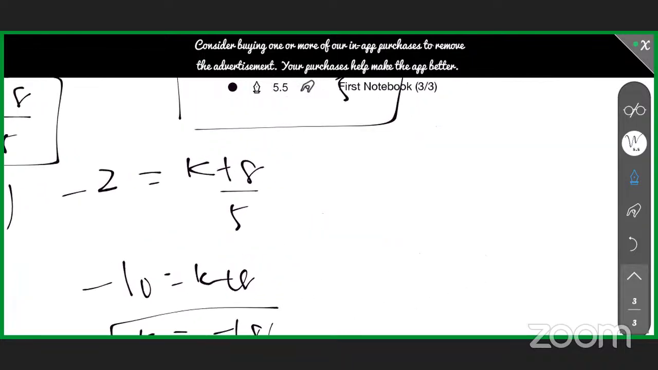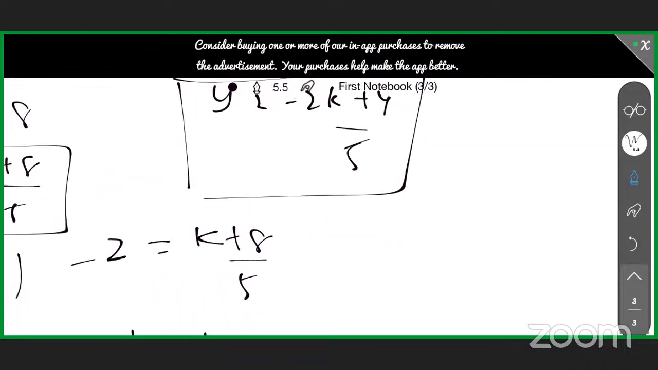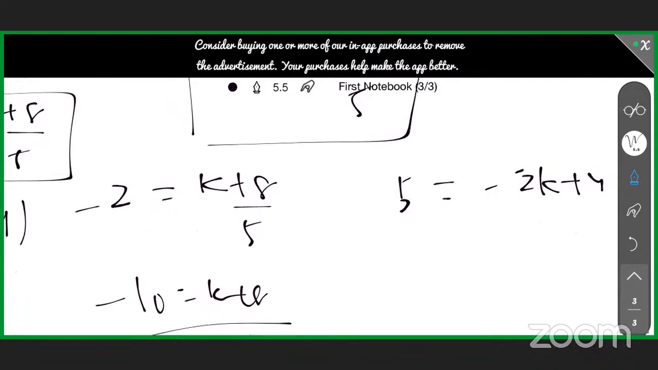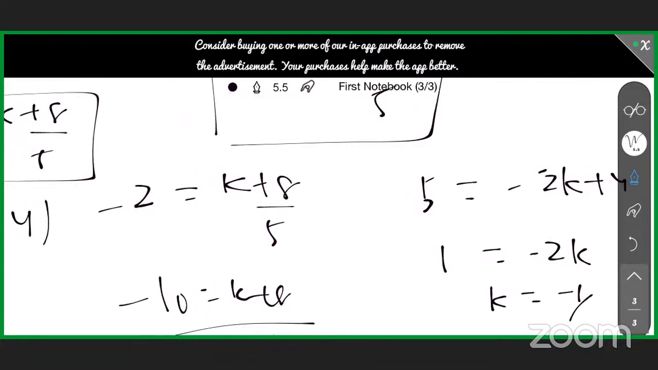Here, let us see. What is our answer here? Here it is minus 1, sorry, is it minus 1? No, plus 1. Plus 1, then 5 is equal to minus 2k plus 4, that is equal to 1 is equal to minus 2k, or k is equal to minus 1 by 2.